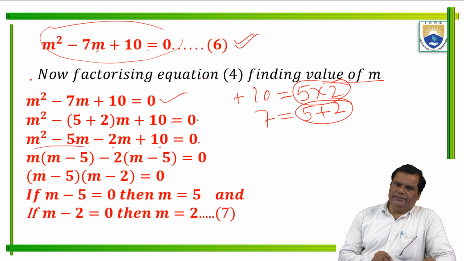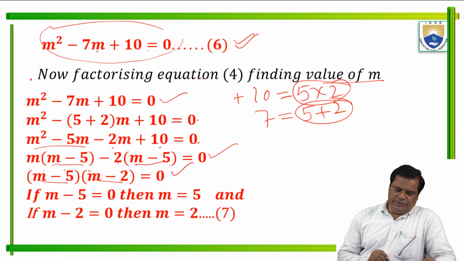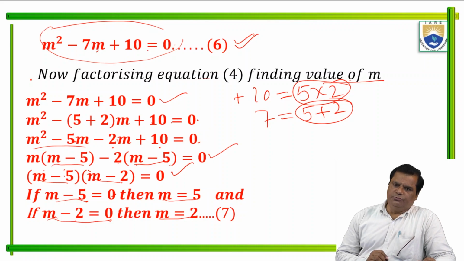Here taking m common, m minus 5, and taking minus 2 common, m minus 5. Both brackets are the same, so again taking m minus 5 common, in the next bracket we get m minus 2 equal to 0. After factorizing we get two factors, and both factors are multiplied. First, taking the first factor equal to 0, we find m is 5. Again equating the second factor to 0, m minus 2 equal to 0, it means m equal to 2.